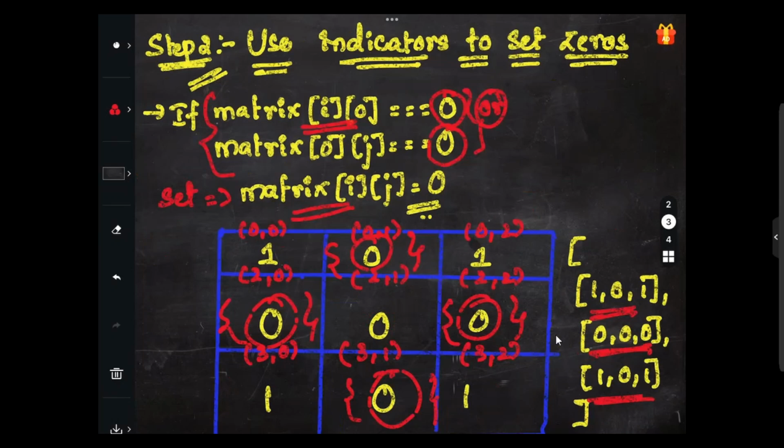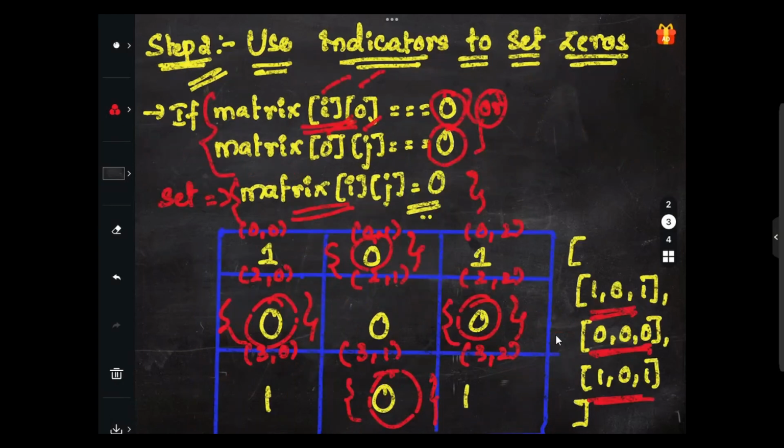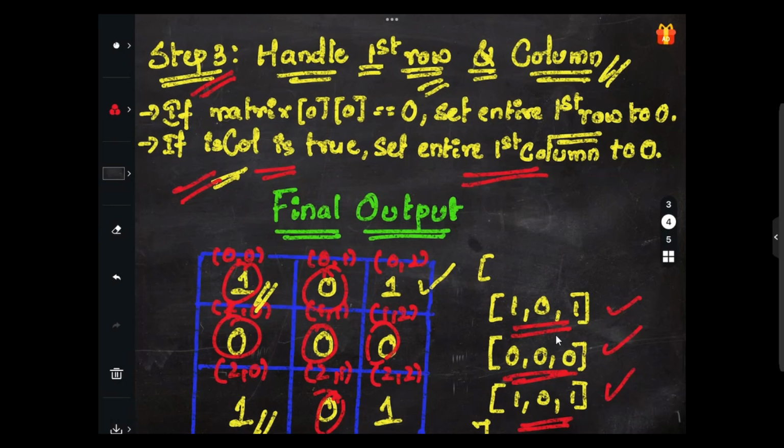Just look into it. Step 2 here is, we will be using indicators to set 0. We already have I0 and 0j as 0. So we will set the matrix of ij equals 0 here in this case. And the third step, in our case, it is 1. If matrix of 0 0 is 0, set the entire first row to be 0. But in this case, we have 1. So we don't have to care about this. If the column flag is true, then we will set the entire first column to 0 as well. Right? In this case, we actually had here this one.